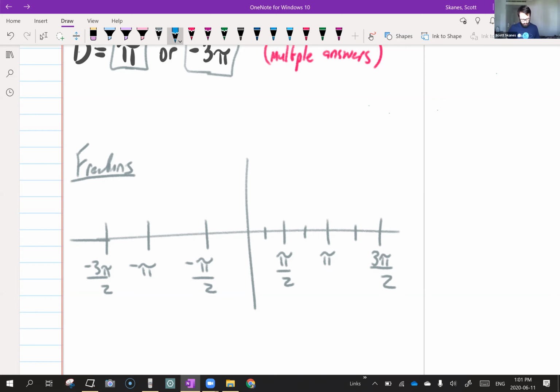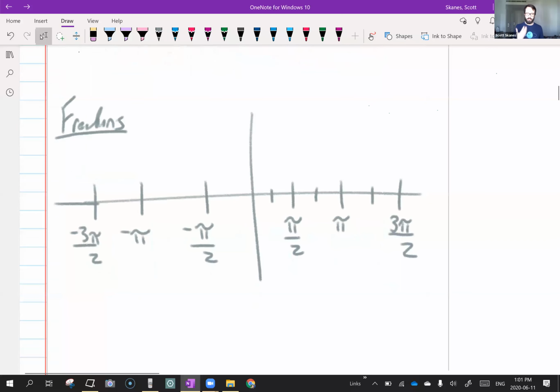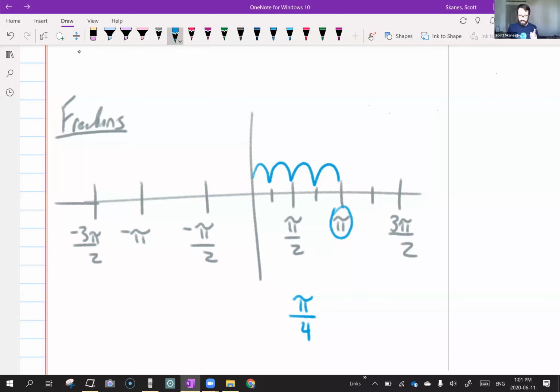Okay. So my method is the easiest method in my opinion. Find pi and then figure out how many jumps. That's my pi. 1, 2, 3, 4 jumps to get there. So take pi and divide it by 4. Well, it's pi divided by 4. That's the size of one jump.